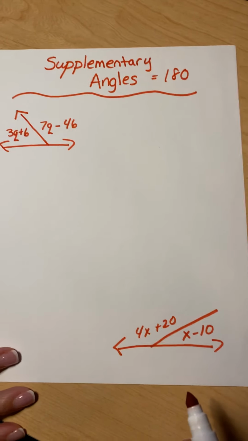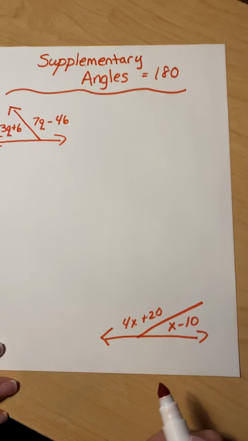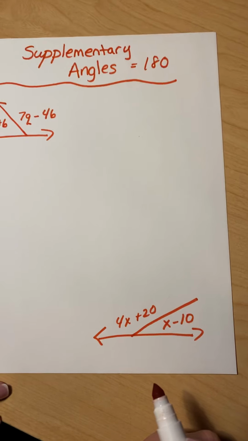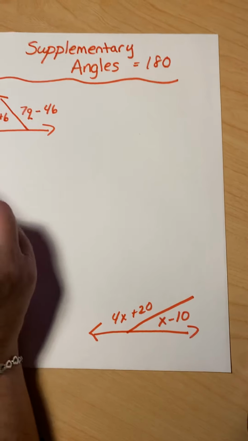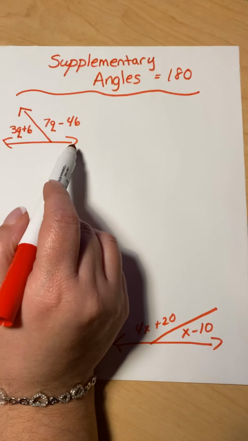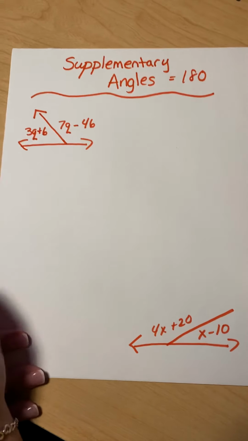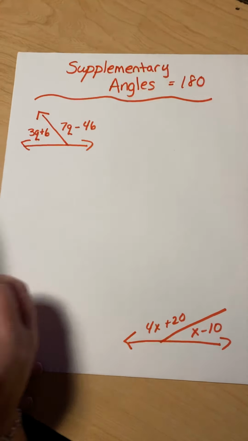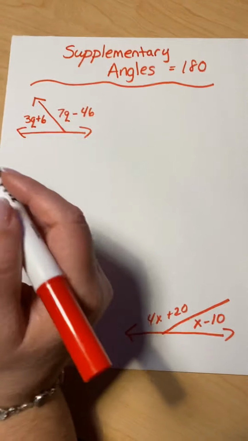Today we're going to go over supplementary angles. Supplementary angles are two angles housed on a straight line. This straight line equals 180 degrees. It's the same exact thing we did yesterday. The only difference is it will equal 180 instead of 90.